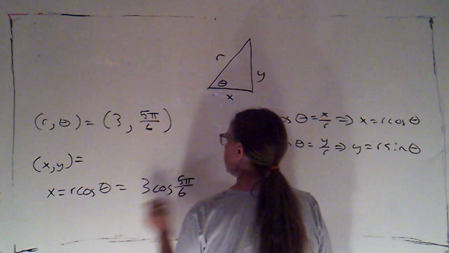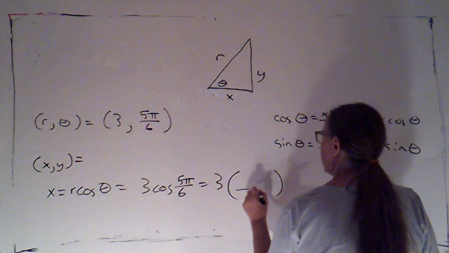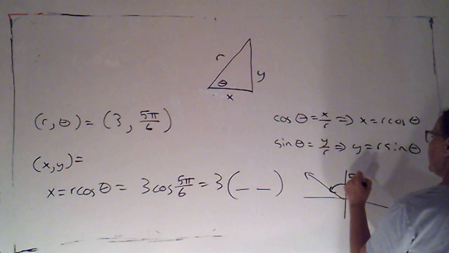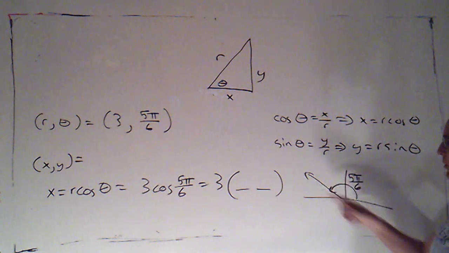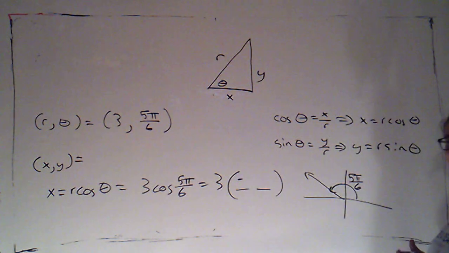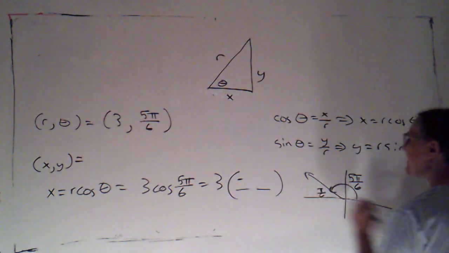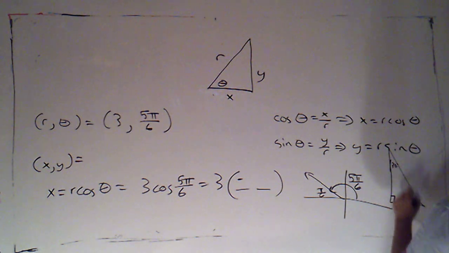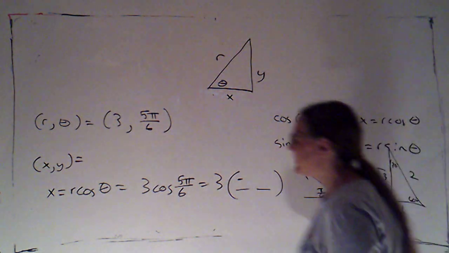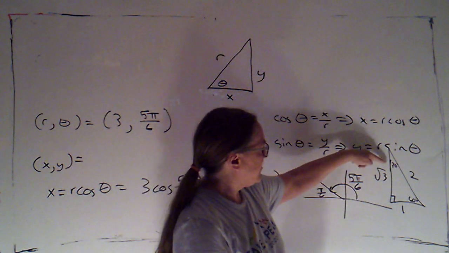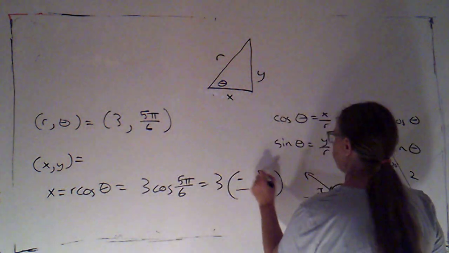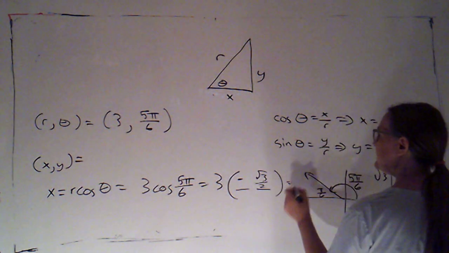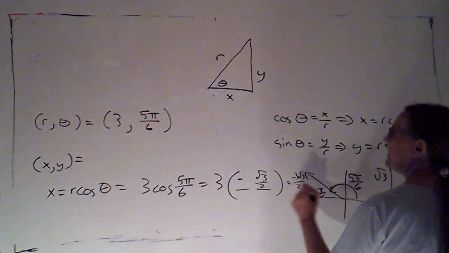So if I use these formulas, x would be r cosine theta, so that's 3 cosine of 5 pi over 6. Finding cosine of 5 pi over 6 would be a two-step process. Here's 5 pi over 6 landing in quadrant 2, so cosine is negative. The reference angle is pi over 6. If I draw a quick 30, 60, 90, which may or may not be necessary for you at this point, pi over 6 is 30 degrees. Cosine would be root 3 over 2. So my x value is negative 3 root 3 over 2.